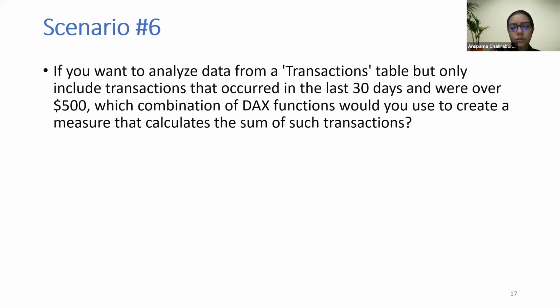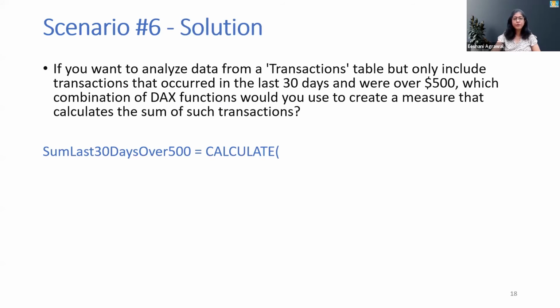Last 30 days should be dates in period. Very good. So you'll use dates in period. Dates in period, then the name of the table, then comma minus 30 comma days. Correct. So we will use calculate sum of transaction.